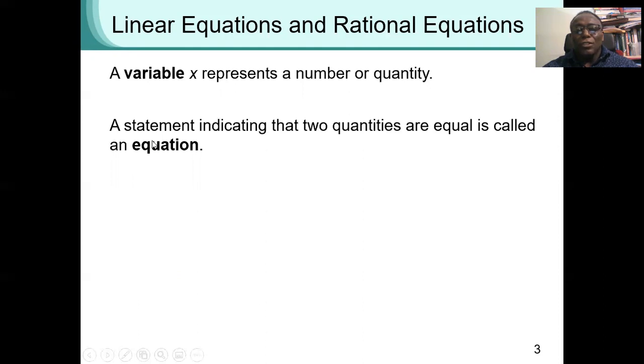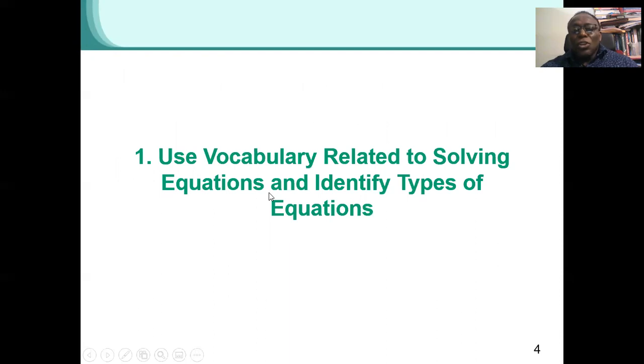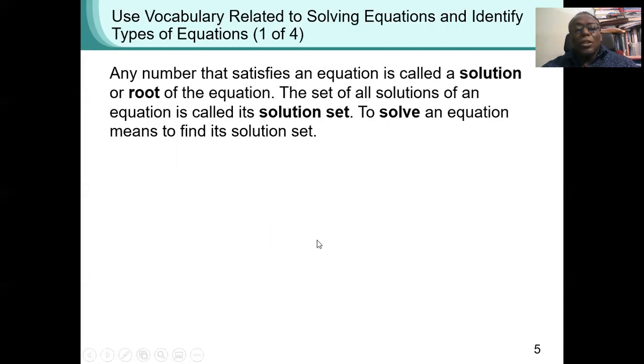The definition said a statement indicating that two quantities are equal is called an equation. So an example can be 2x plus 5 equal to 10. It's an equation. 2x plus 5 is an expression. So we use the vocabulary related to solving equations and also identify types of equations.